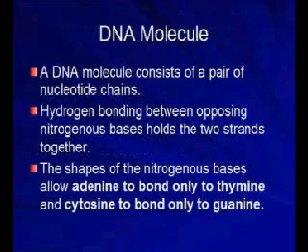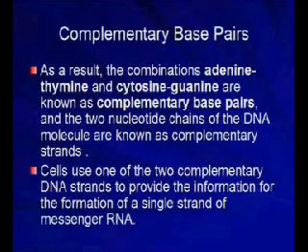DNA molecules consist of a pair of nucleotide chains. Hydrogen bonding between opposing nitrogenous bases holds the two strands together. The shapes of the nitrogenous bases allow adenine to bind only to thymine and cytosine, for example, to bond only to guanine. As a result, combinations of adenine-thymine and cytosine-guanine are known as complementary base pairs, and the two nucleotide chains in a DNA molecule are known as complementary strands.